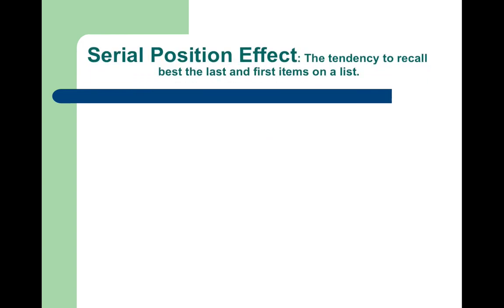Something called the serial position effect also takes a part or a role in encoding information. It's the tendency to recall best the last and first items on the list. The last items because they're the most recent in your memory, and the first items on a list because you've had the most time to rehearse them.